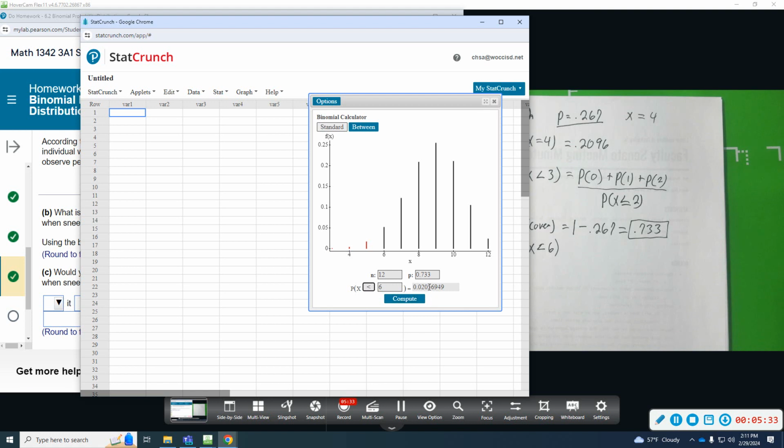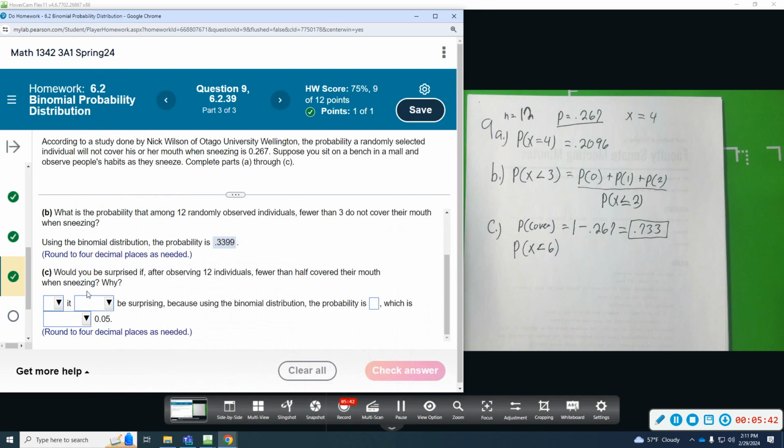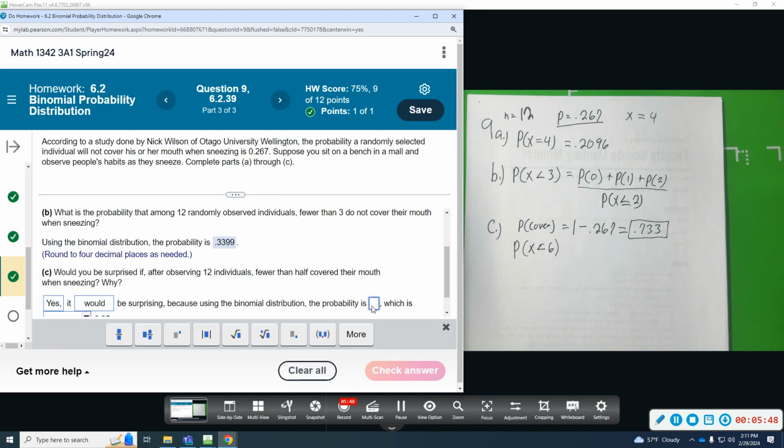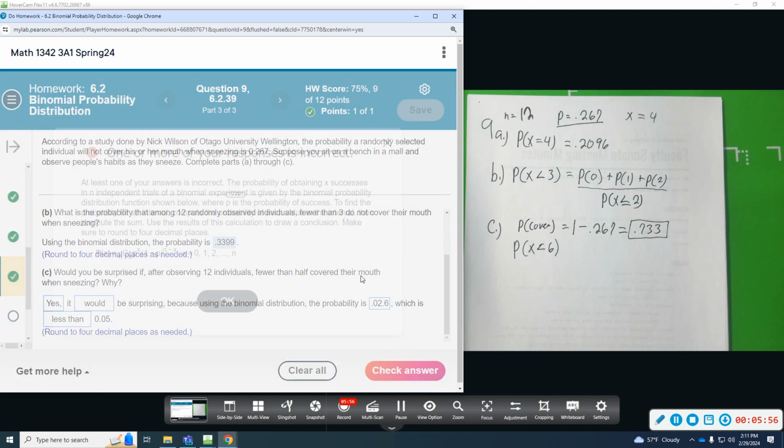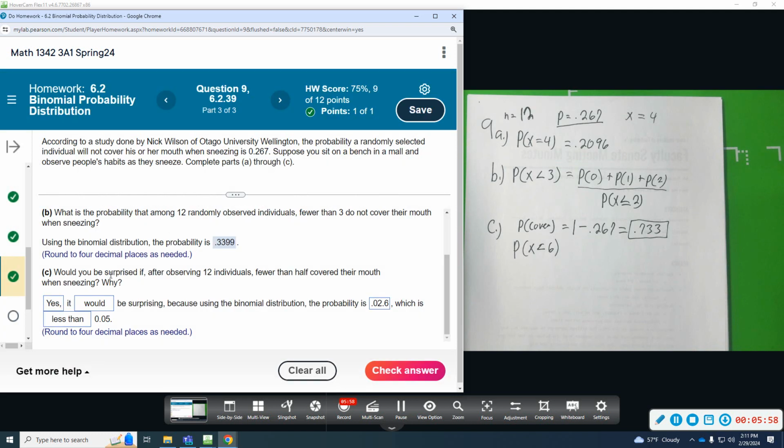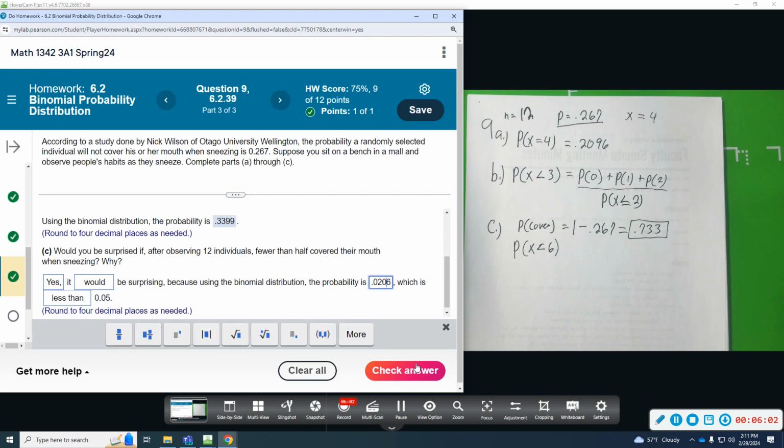And we come up with a probability of 0.0206. This is less than 5%, so that would be unusual if fewer than half cover their mouth. So we're going to say yes, it would be surprising. The probability 0.0206 when rounded to 4 decimal places is less than 0.05. Okay, I typed in the wrong thing, 0.0206.